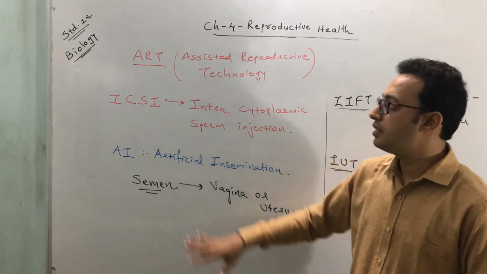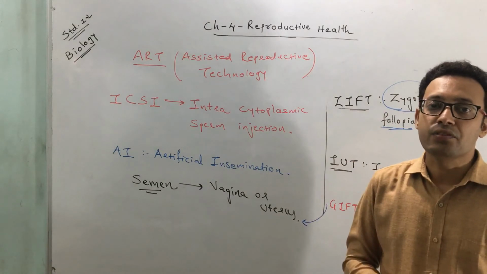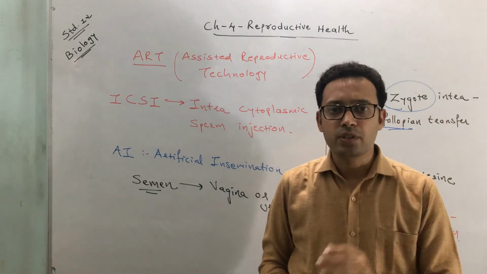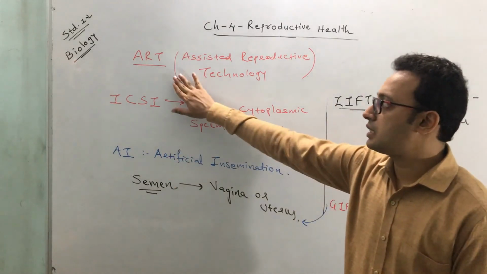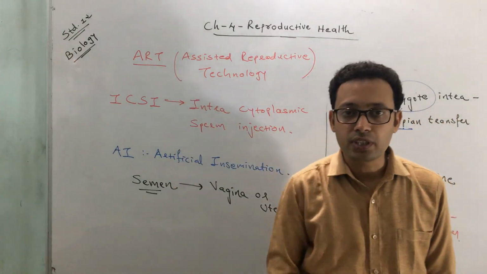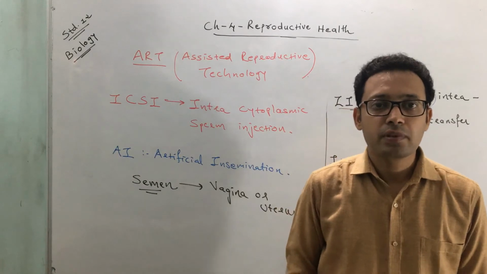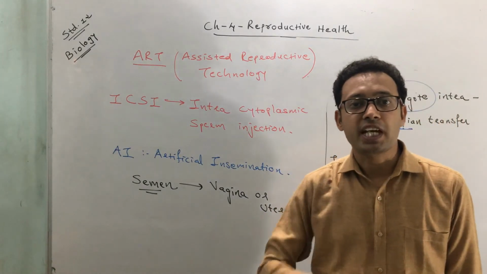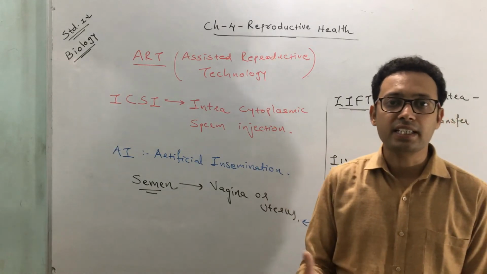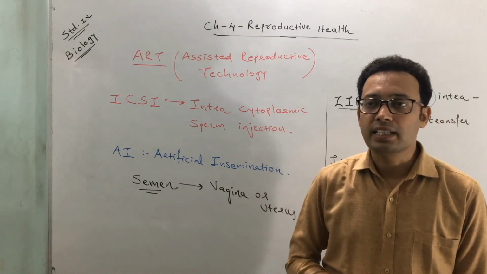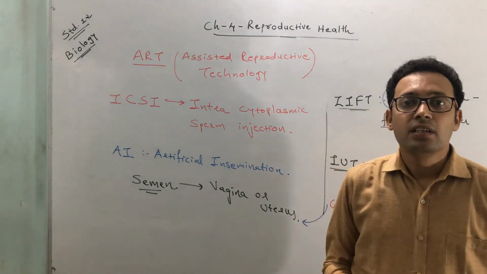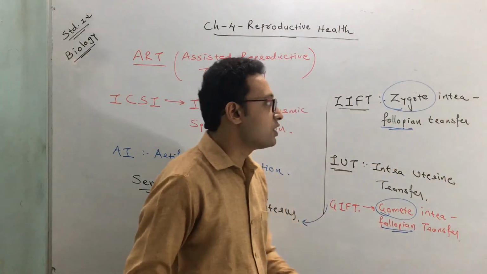Okay, so these are the different ART, assisted reproductive technology. A 2-mark question, but a very important question. Assisted reproductive technologies are the newer technologies. They help to overcome the problem of infertility. Those problems which cannot be corrected in clinical settings or particular healthcare setups can be corrected by ART, or they help in conceiving children.